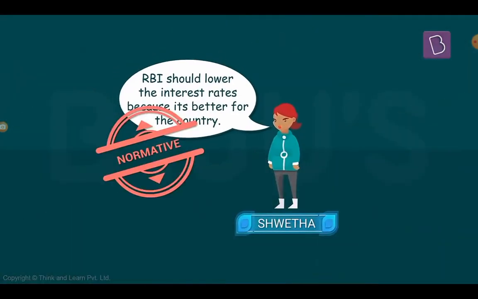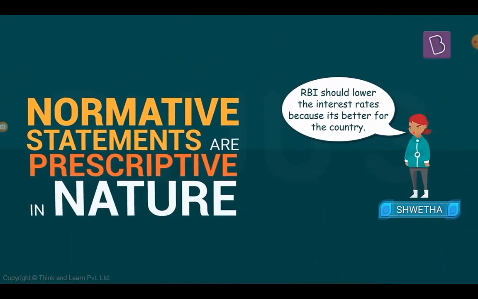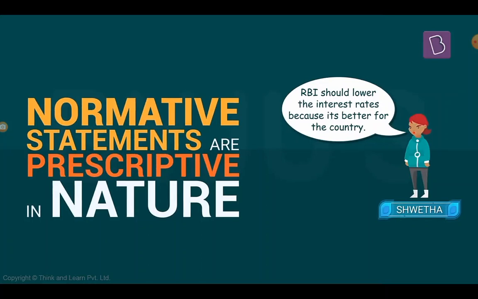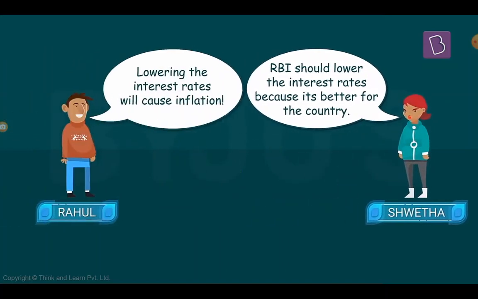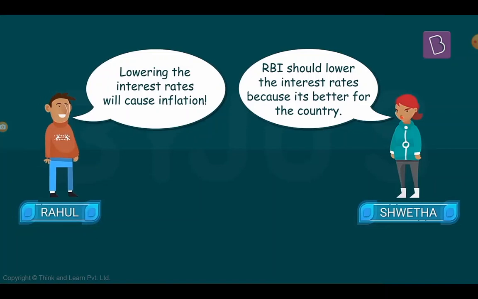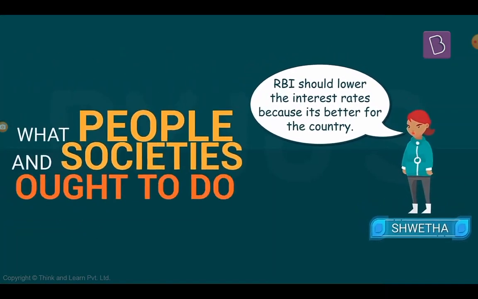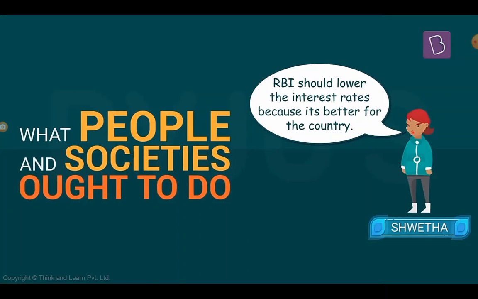The second type of statement, such as Shweta's, is normative. Normative statements are prescriptive in nature. They make a claim about how the world ought to be. Normative economics advises individuals and societies on their choices and problems and prescribes certain actions or solutions. Just like how Shweta is saying the interest rates should be reduced, whereas Rahul was not giving any prescription like that. Normative economics is about what people and societies ought to do.